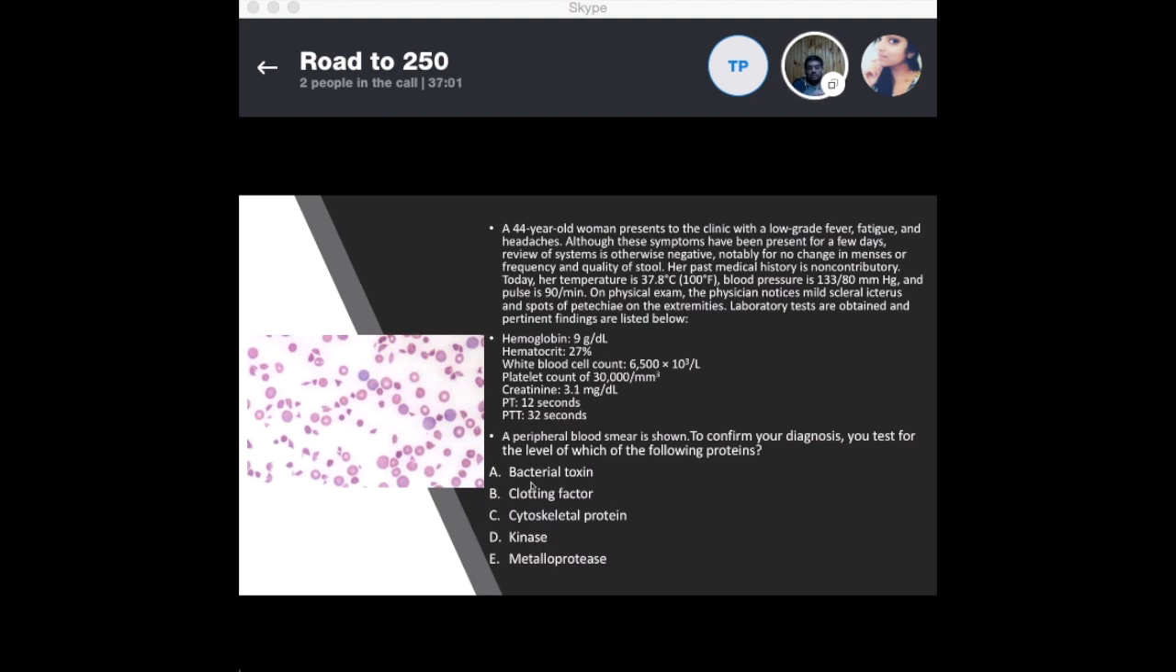So her hemoglobin is 9, hematocrit is 27, platelet count is 30,000, PT is 12, and PTT is 32. Peripheral blood smear shown right here. To confirm your diagnosis, you test levels of which of the following proteins: bacterial toxin, clotting factor, cytoskeleton protein, kinase, or metalloprotease. E for elephant. Okay. Sure? Sure. Okay. Yeah, the answer is E.